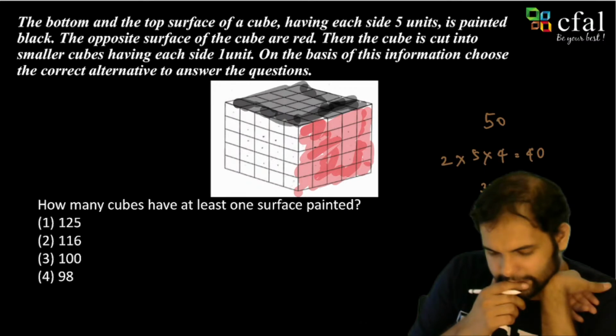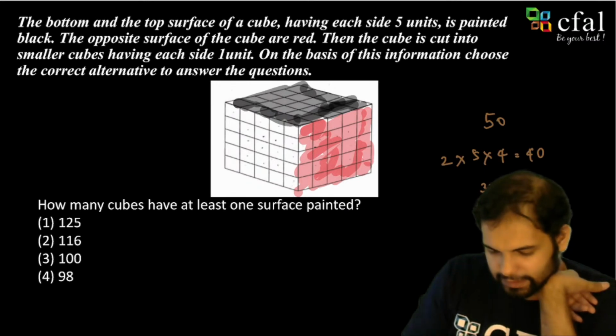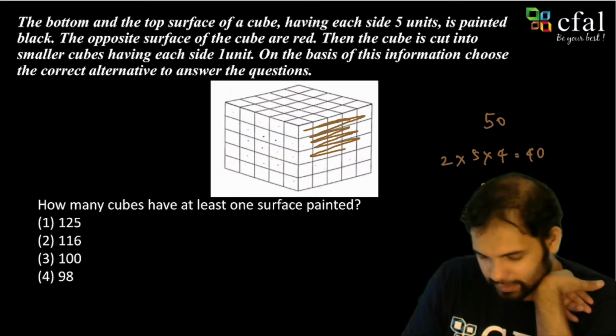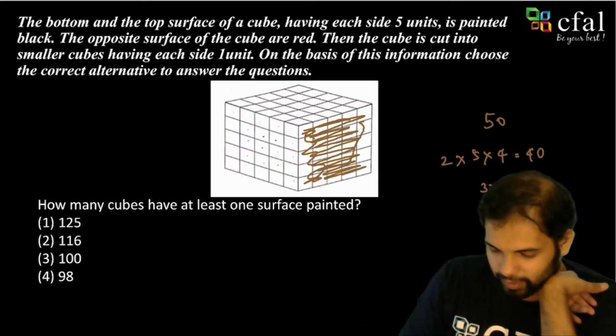Other two opposite sides. Okay, let me just color so that's clear. I'll remove this. Adjacent of red. First you said this is 50, right? This entire thing is 50, correct? Yes, we took that, and opposite to that. So this is 50, okay.